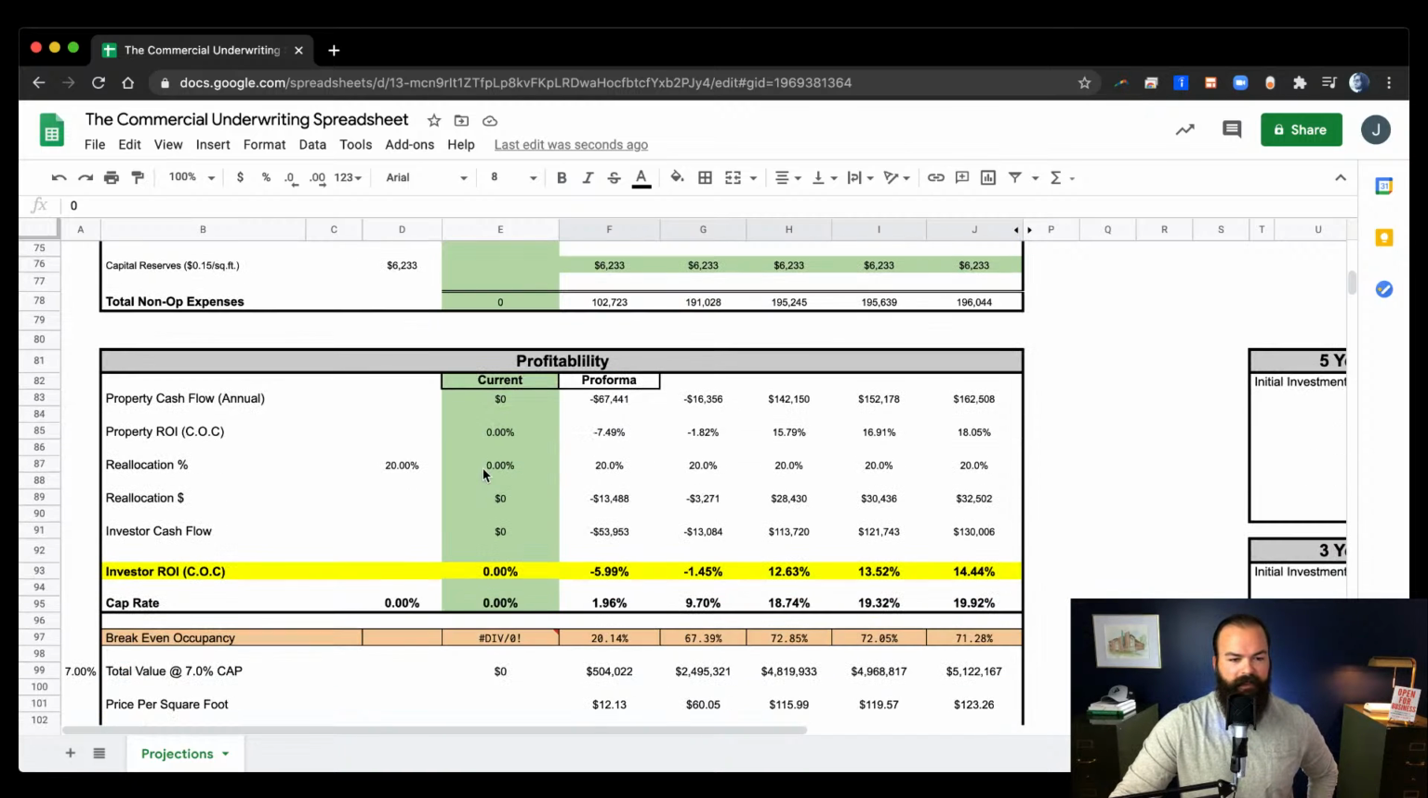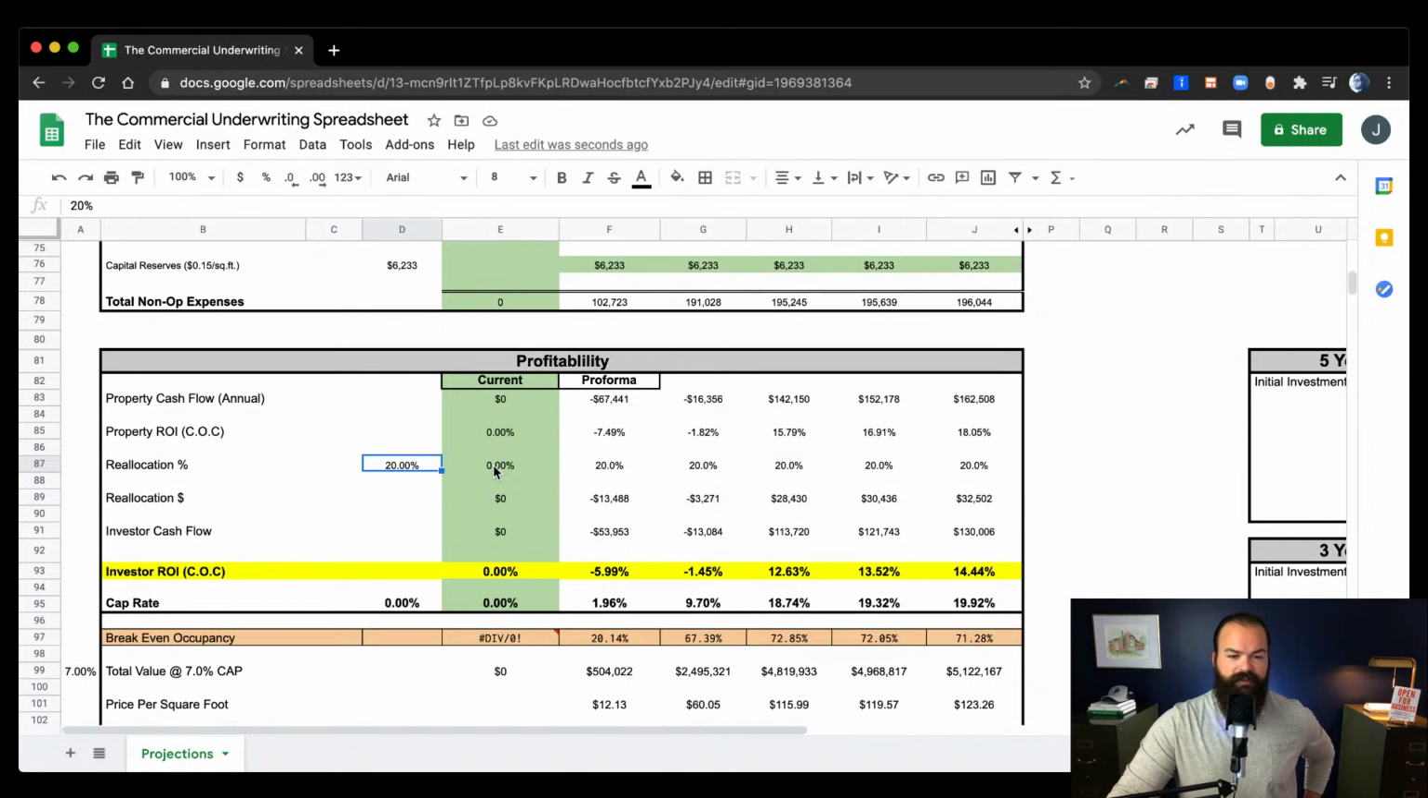Now under profitability, this is where you start, because you've got to distribute cash to your investors, right? So this is where you actually split it up between you as the main investor or the GP and what the LP will get. So you'll see what the property's return on investment is, the cash on cash return. And then right under here, you'll see a reallocation percentage. Now the reallocation is basically the promote. That's what you as the GP get for taking the deal, putting it together and running it, right?